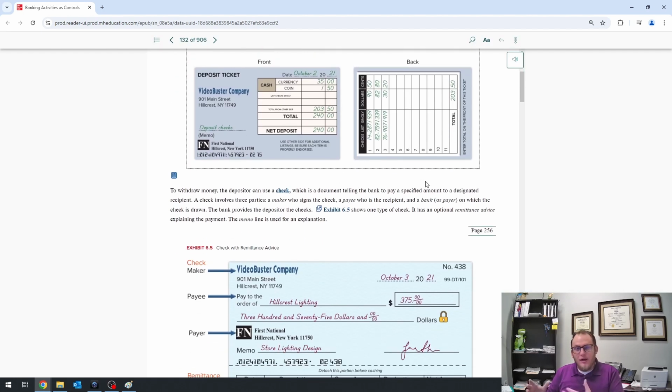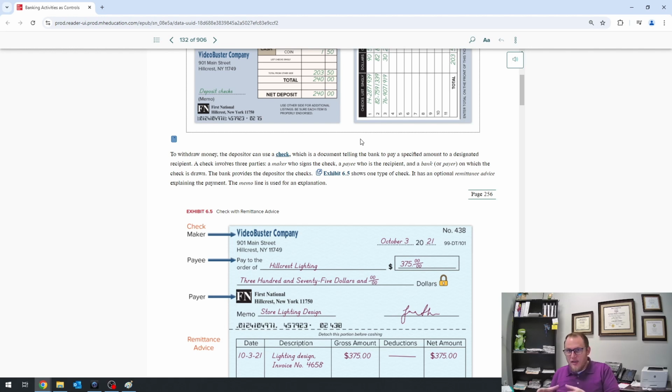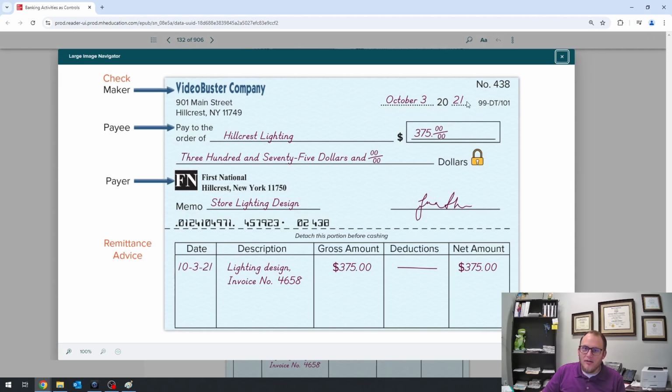And now when it comes to taking money out of the bank account, there are checks, and again, only authorized personnel are able to write a check out of a bank account. It's important to know that when a check is written, it is an authorization by the owner of that bank account, authorizing the bank to make a payment to somebody else.